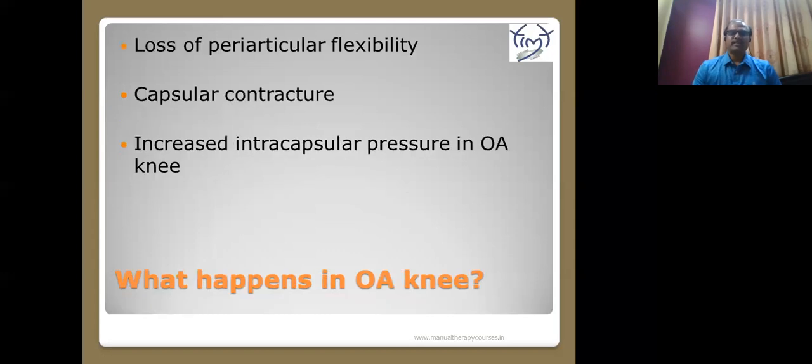So what happens in OA knee in terms of manual therapy, and what kind of efficacy do we get through it? There is loss of periarticular flexibility. So you will have restricted movements, capsular contractures, and increased intracapsular pressure in OA knee. These are the things which happen in OA knee.